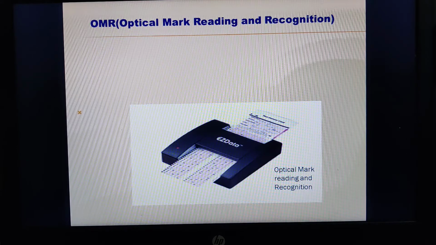The first one is the standard keyboard. The standard keyboards are referred to as the QWERTY keyboards because QWERTY are the first 6 alphabets that appear in the alphabetic keys.